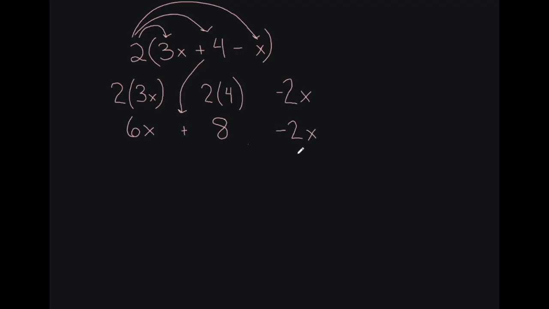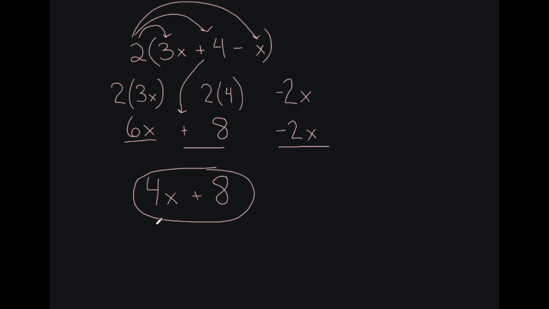In our other videos, we learned how to combine like terms, so this is where we can use those skills. We have a 6x and a negative 2x. 6x minus 2x equals 4x, and we'll bring down our plus 8. And would you look at that? Our answer is 4x plus 8.